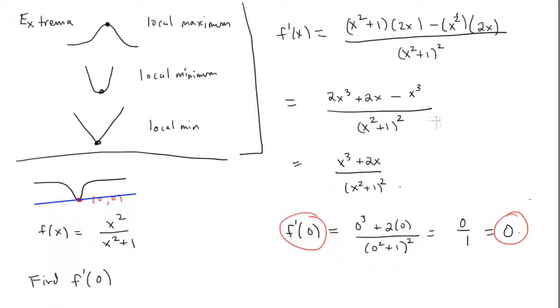Okay, so now you have two problems to work for pre-class, one of which is very, very similar to this one, and for the other one, the function's a little bit different, but basically the idea is the same. Take your derivative, plug in the x coordinate of the point that you're interested in, and see what you get.